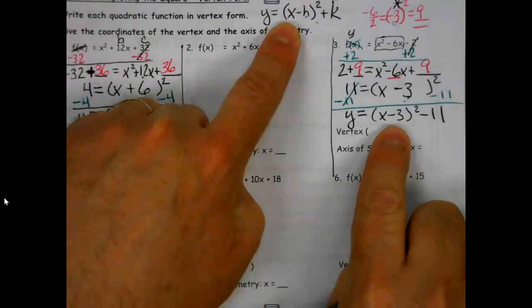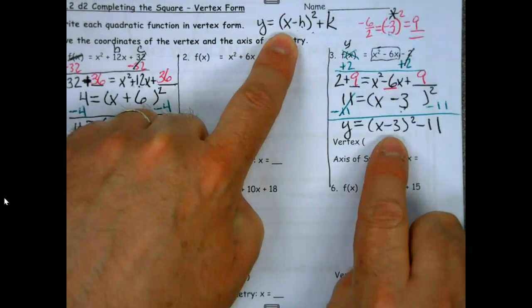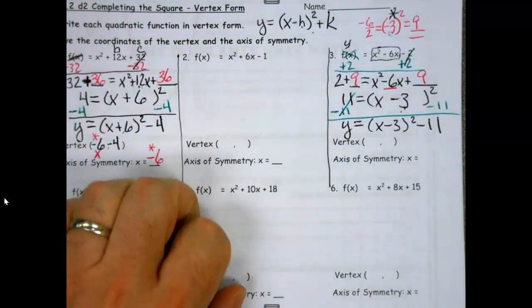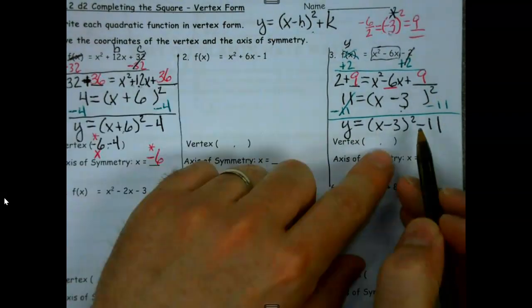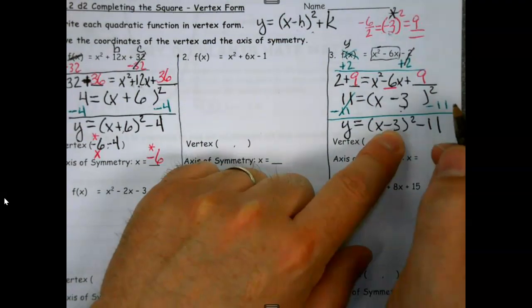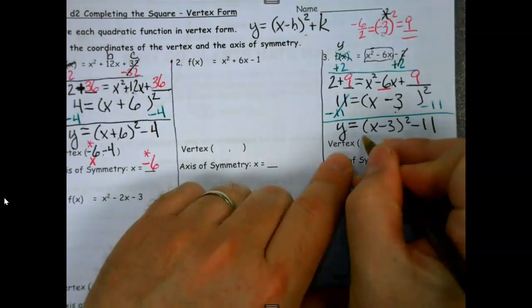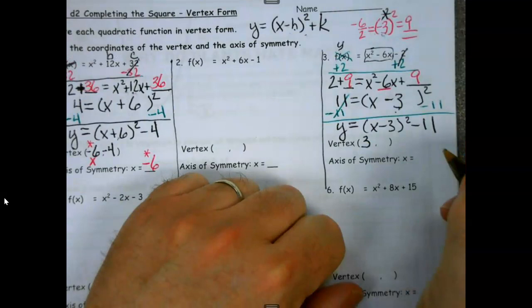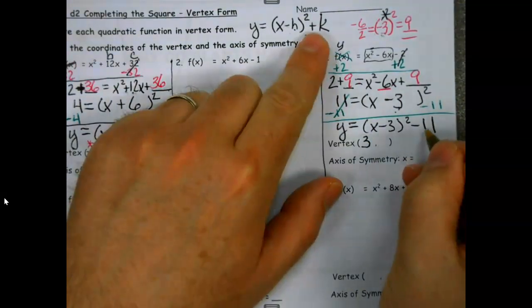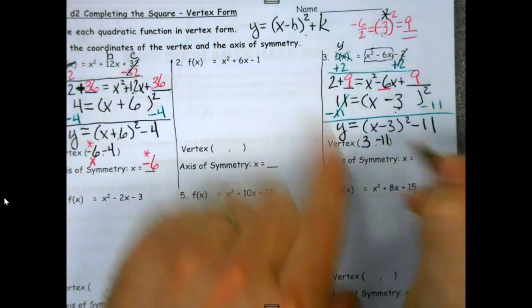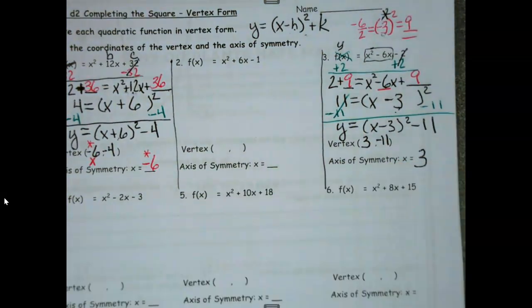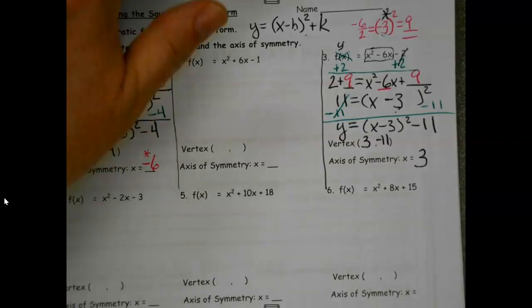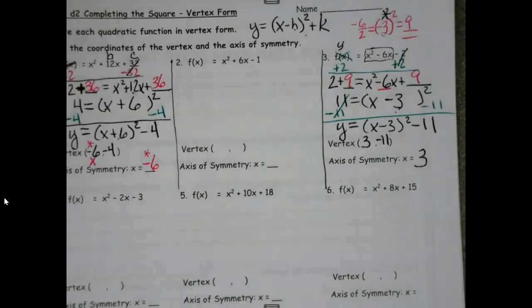I'm back in vertex form. Again, remember, that is the opposite of what your h value is. So the opposite of -3 is +3. -11. Axis of symmetry, x equals 3, because those are always the same thing. That's all there's going to be to these. There are not as many steps as there are when you're solving.